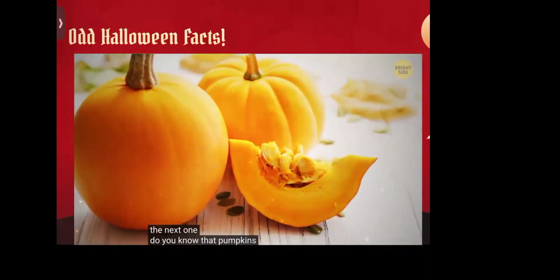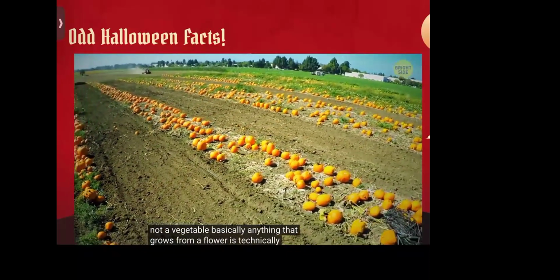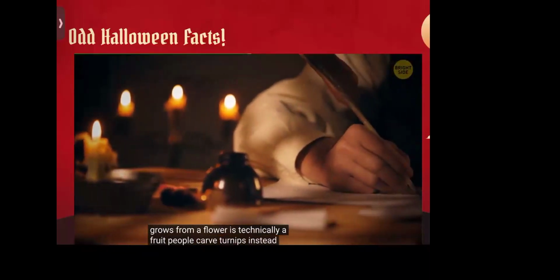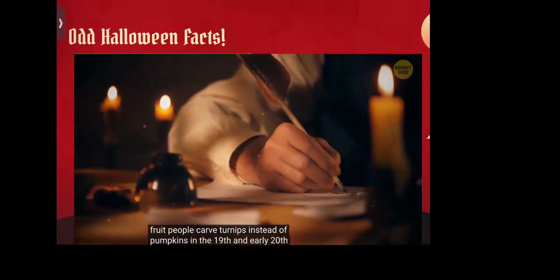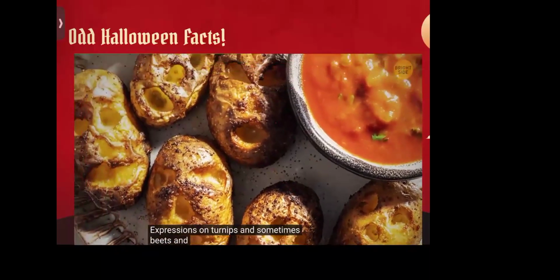Do you know that pumpkins are a fruit, not a vegetable? Basically, anything that grows from a flower is technically a fruit. People carved turnips instead of pumpkins in the 19th and early 20th centuries. They used to carve frightening expressions on turnips, and sometimes beets and potatoes.